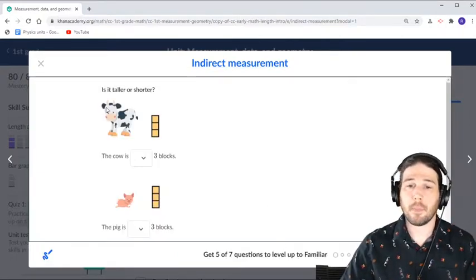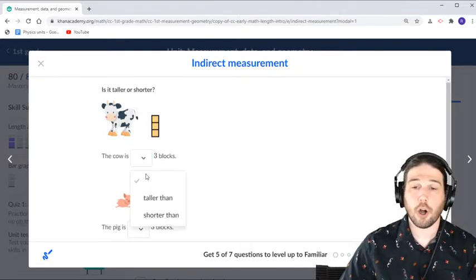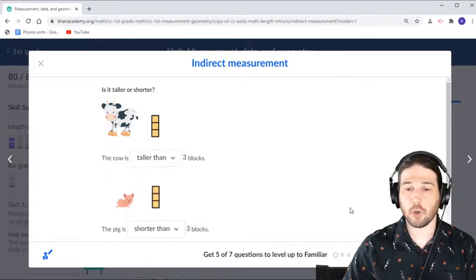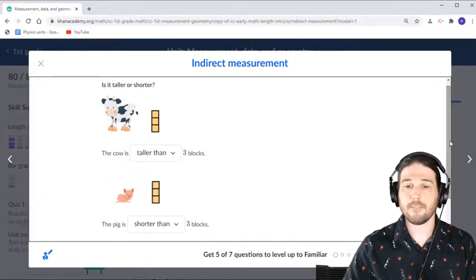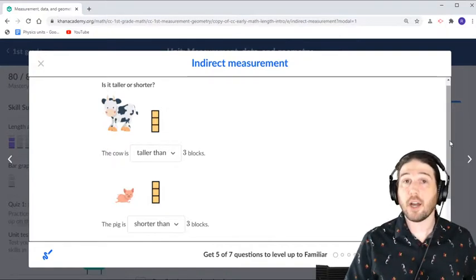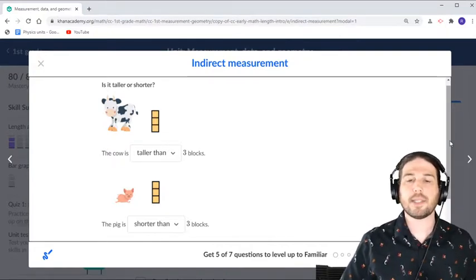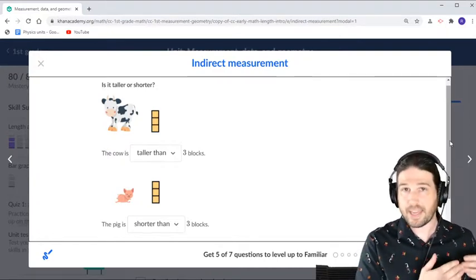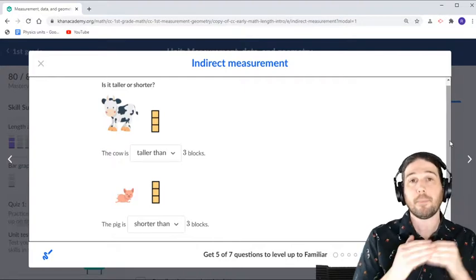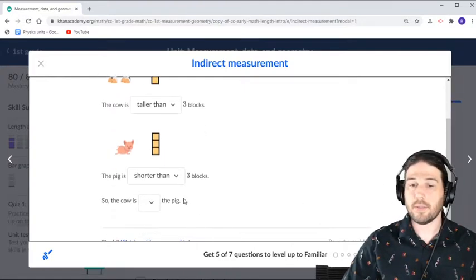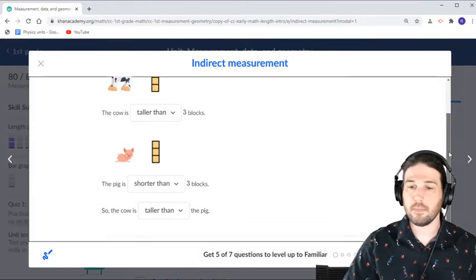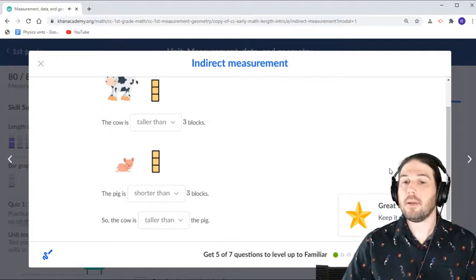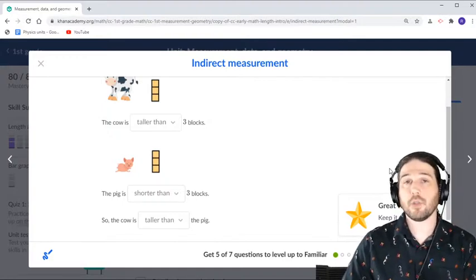For example, the cow is clearly taller than 3 blocks here. And the pig is clearly shorter than 3 blocks. And if we know that, even if we did not have a diagram here to compare the two, if we know that the cow is taller than 3 blocks and that the pig is shorter than 3 blocks, then the cow must be taller than the pig. And again, obvious now, but this is the first time that students are seeing this.